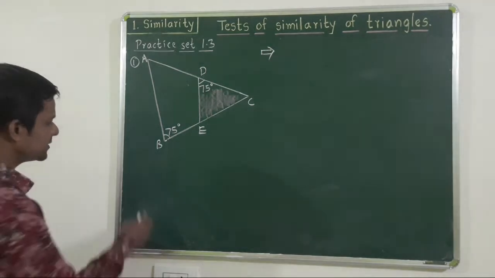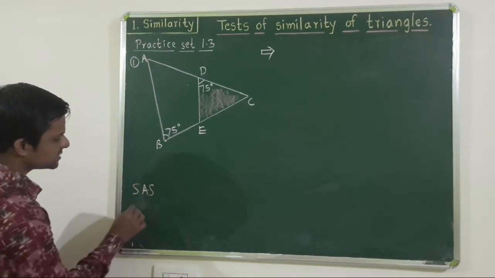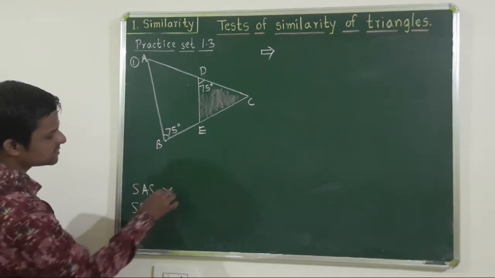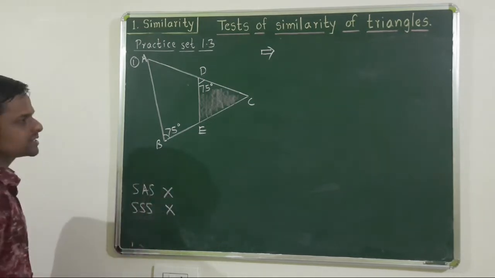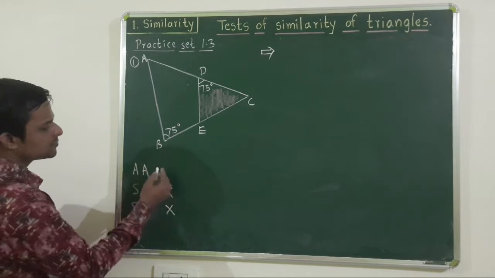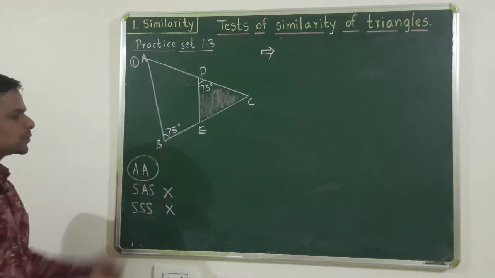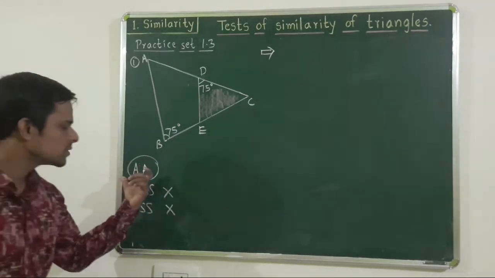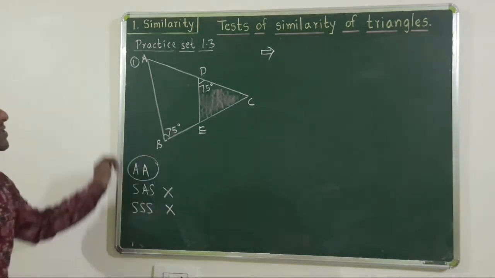Therefore we can't use SAS test and SSS test. We can't use these two tests here. The only remaining test will be the AA test. We can use the AA test. We don't need the third angle. We'll use only the AA test. Is it sufficient or not?